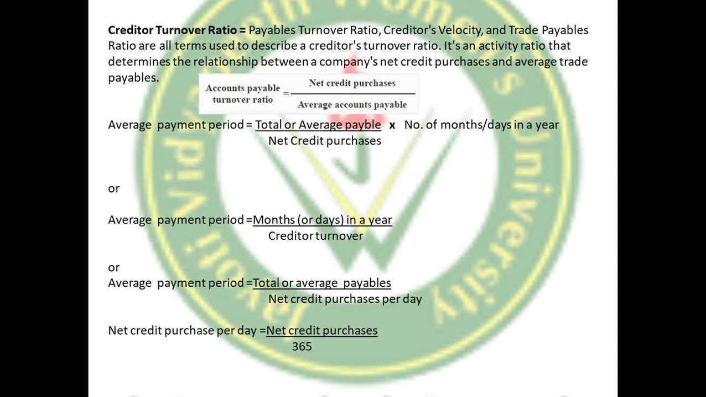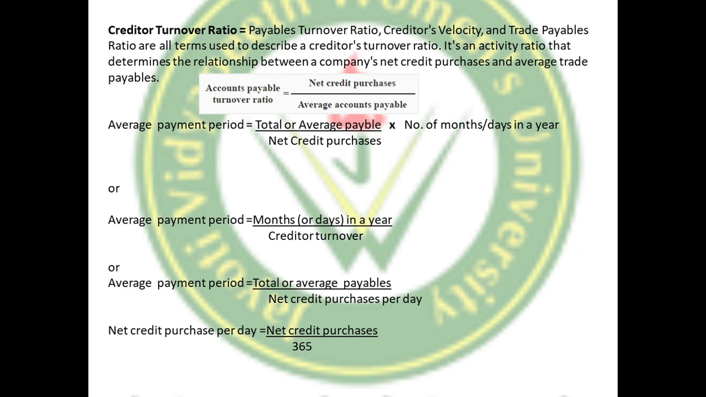First is creditor turnover ratio. Creditor turnover ratio basically determines the relationship between company's net credit purchase and average trade payables. To calculate credit turnover ratio, the formula is accounts payable turnover ratio or credit turnover ratio equals net credit purchases divided by average account payables. Net credit purchases will be given in the question, or some other information related to net credit purchases will be given.